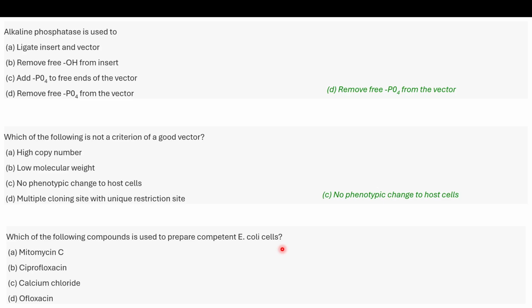So, what will calcium chloride do? If you remember, you can tell, or you can try out, you can just guess. Yes, yes. We use calcium chloride.